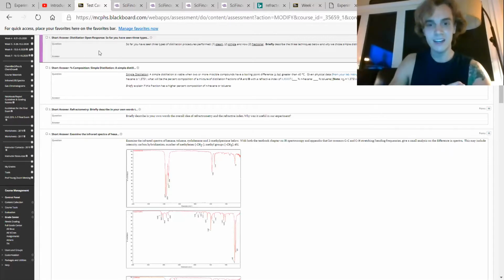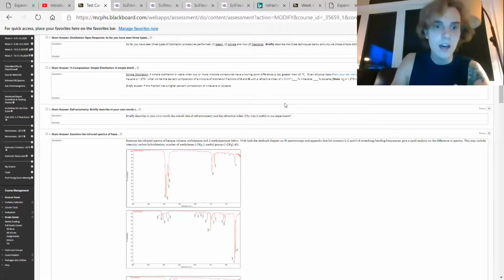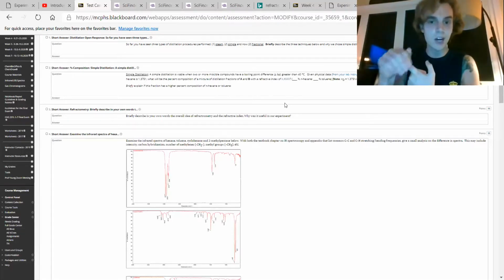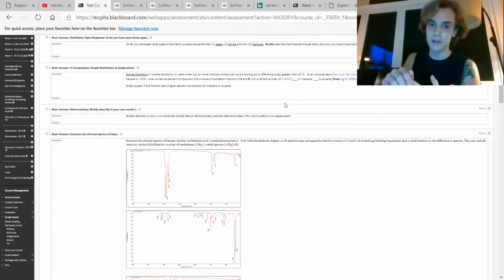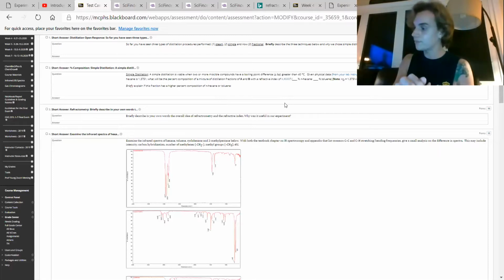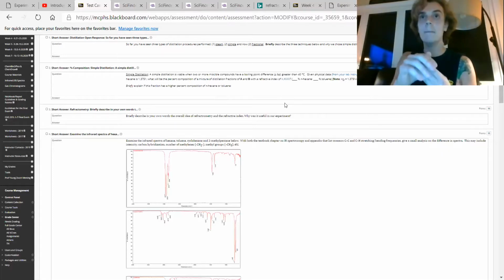Just to point out, something for you guys to remember for this question, the difference between steam, simple, and fractional distillation. Steam is to isolate one compound. Simple is to isolate two with a difference of boiling point of greater than 40 degrees Celsius. And fractional is to separate more than two with a boiling point difference of less than 40 degrees Celsius.